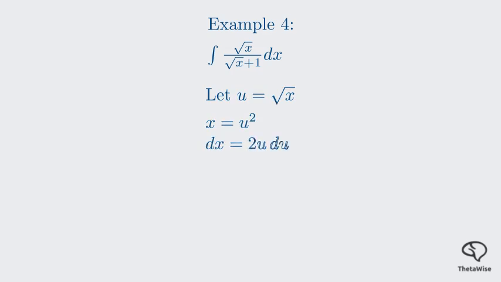Now we substitute these into our integral. This gives us the integral of u over u plus 1, all multiplied by 2u du. Simplifying this, we get the integral of 2u squared over u plus 1. Notice the structure of our new integral. The degree of the numerator 2u squared is 2. The degree of the denominator u plus 1 is 1. Since the numerator's degree is higher, we must use long division. Let's divide 2u squared by u plus 1.